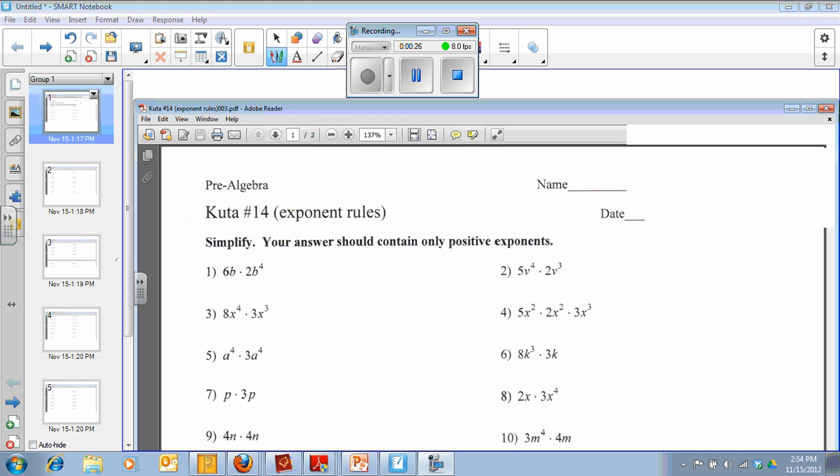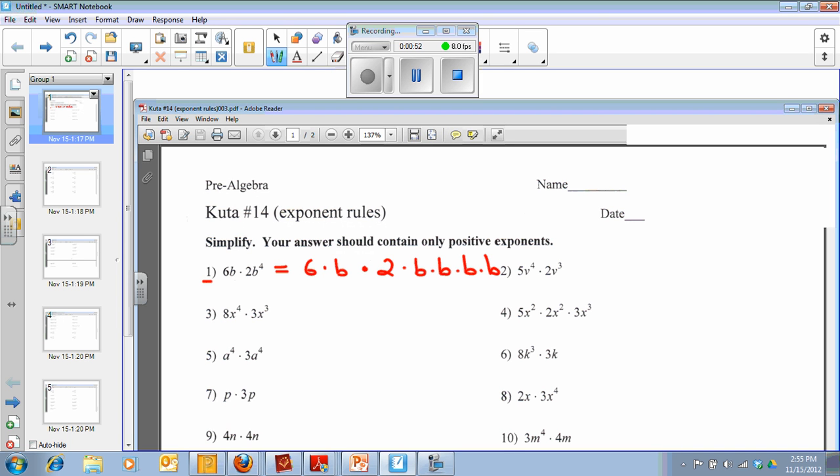So we're trying to use our exponent rules again, and I'm just going to do a couple examples here. I'm going to start with problem number 1, and if I want to write this in expanded form so that you see how the rules apply, I would take 6b, and in expanded form it just means 6 times b. And then times 2b to the 4th, which would be 2 times b times b times b times b. That's expanded form.